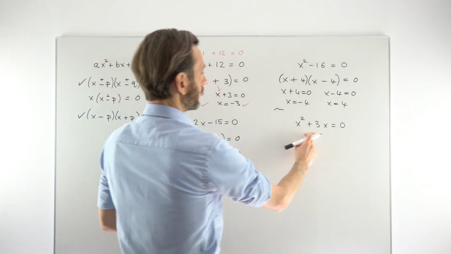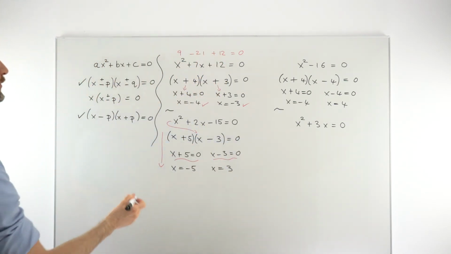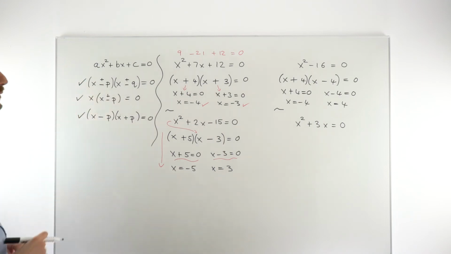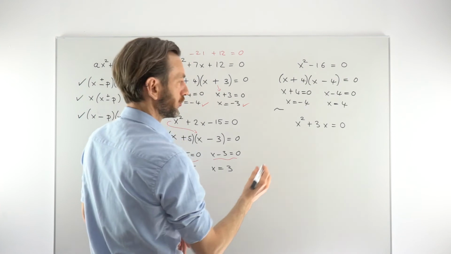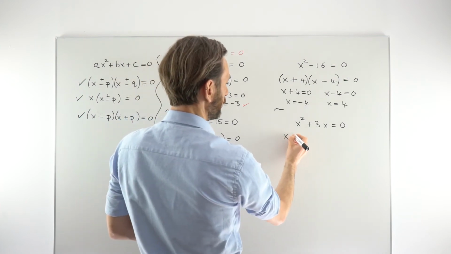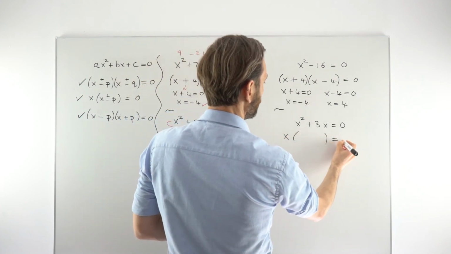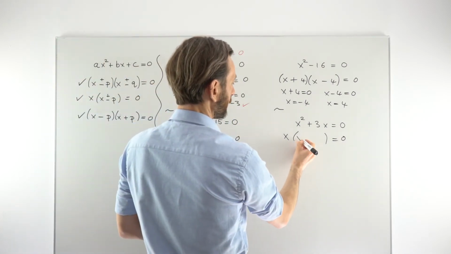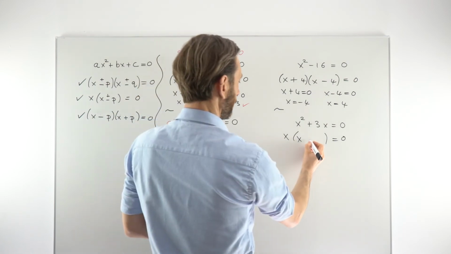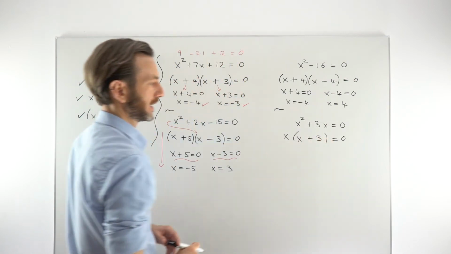The final type here is not a trinomial and it's not a difference of squares, so it has to be the other format, which is a common factor type of factorising. So the common factor between those two terms is an x. So we pull an x in front of our bracket. Remember to keep it equal to 0 when you factorise. So x times x to give you an x squared, x times positive 3 to give you a 3x.